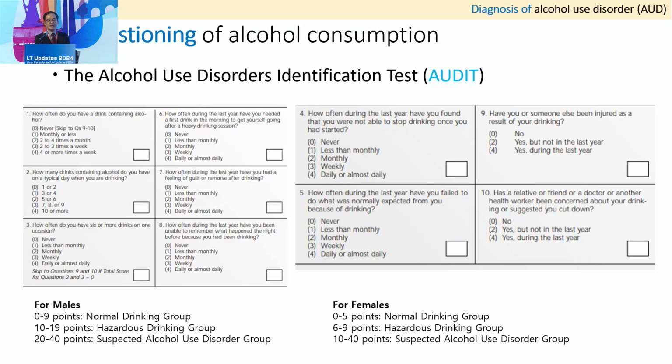Screening for alcohol use disorder is vital. The Alcohol Use Disorders Identification Test, AUDIT, helps classify drinking patterns. Scoring 0 to 9 points for men or 0 to 5 for women indicates normal drinking. Higher scores suggest hazardous drinking or suspected alcohol use disorder. Early detection can make all the difference.